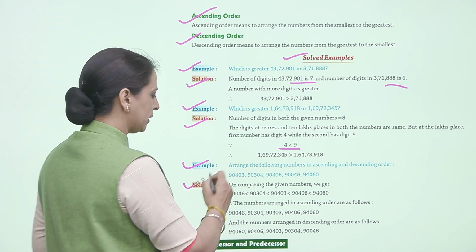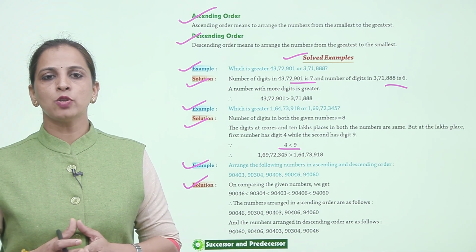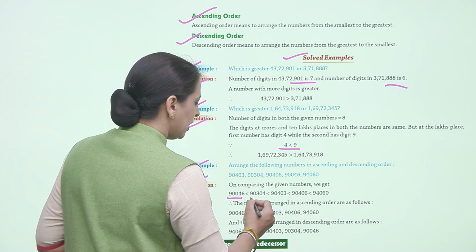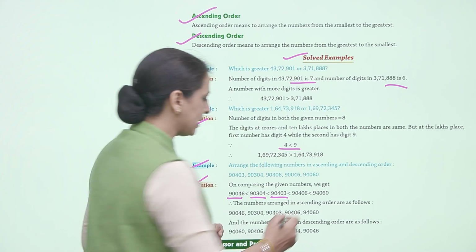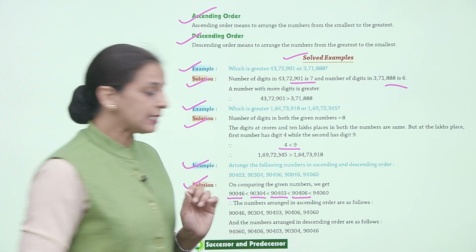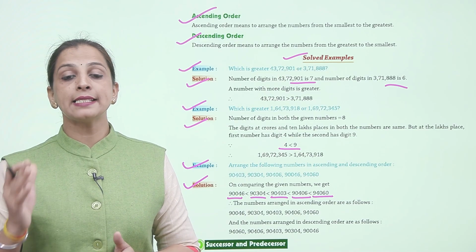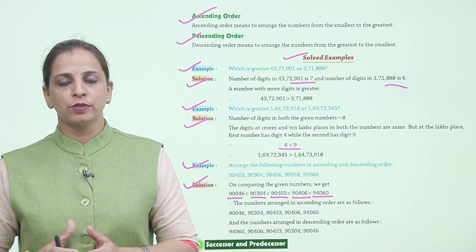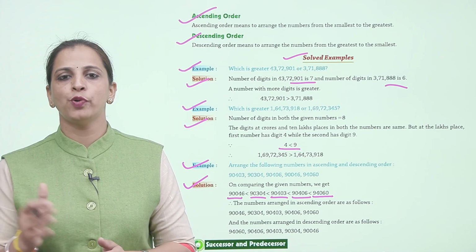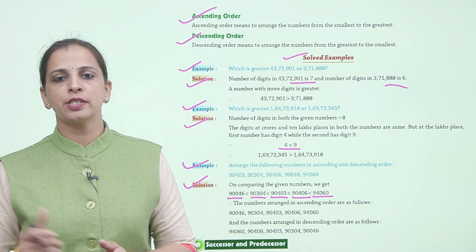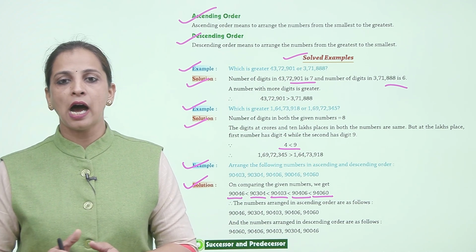Now next example. Arrange the following numbers in ascending and descending order. Numbers given हैं, solution करते हैं. On comparing the given numbers we get 90,046 is less than 90,304 is less than 90,403 is less than 90,406 is less than 94,060. So the numbers arranged in ascending order are as follows. 90,046, 90,304, 90,403, 90,406, 94,060, and the numbers arranged in descending order are as follows.